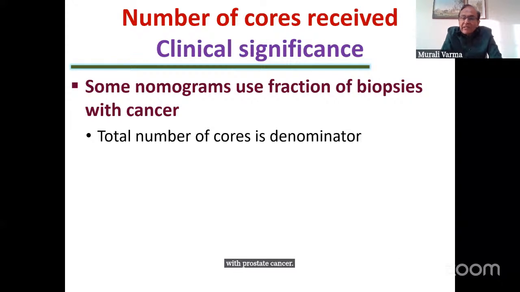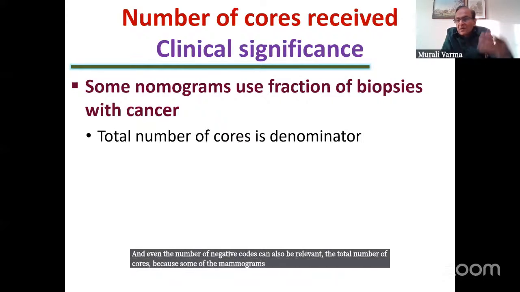And even the number of negative cores can also be relevant, the total number of cores, because some of the nomograms use a fraction of the biopsies with cancer.